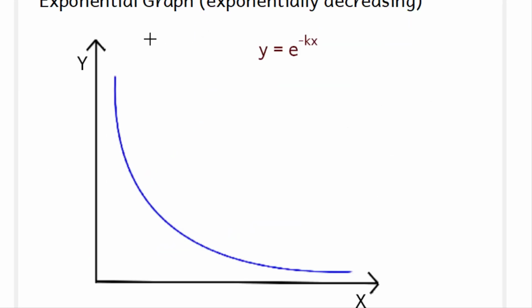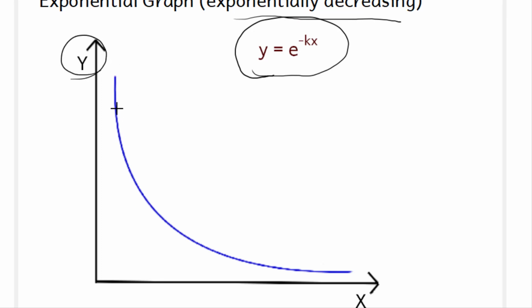Now apart from the linear graph, we also have the exponential graph. As we can see, this is not a linear graph. It satisfies the equation y equal to e raised to minus kx. The negative sign shows that it is exponentially decreasing. Why is it called exponential? A small change in the value of x makes a very big change in the value of y. It is not a linear graph, it is an exponentially decreasing graph.